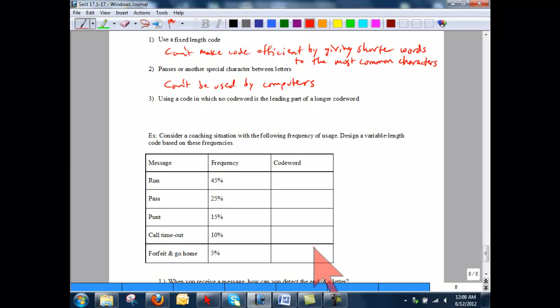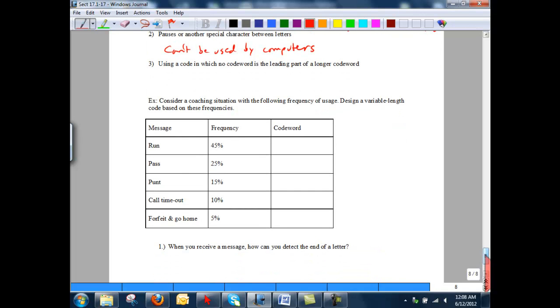Suppose I'm designing a code for a football coach to call in plays to the quarterback. Possible messages to send are run, pass, punt, call timeout, or another option that I personally think should be used more often: forfeit the game and let's all go home, because it's already been decided.